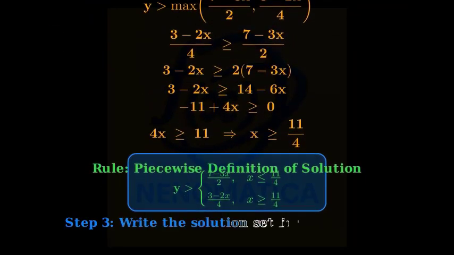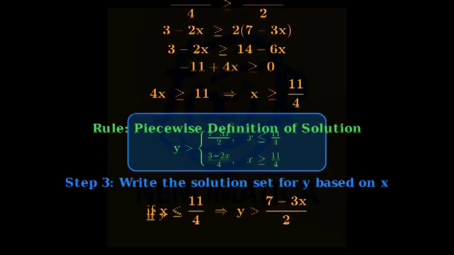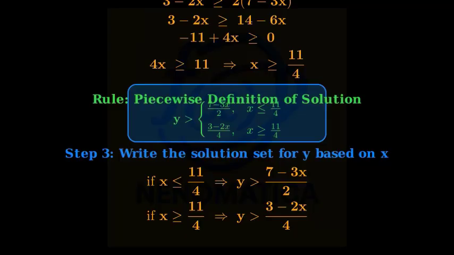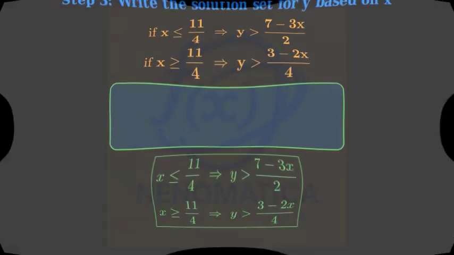If x is less than or equal to 11/4, y is greater than the first expression. If x is greater than or equal to 11/4, y is greater than the second expression. Finally, present the solution set clearly in green.